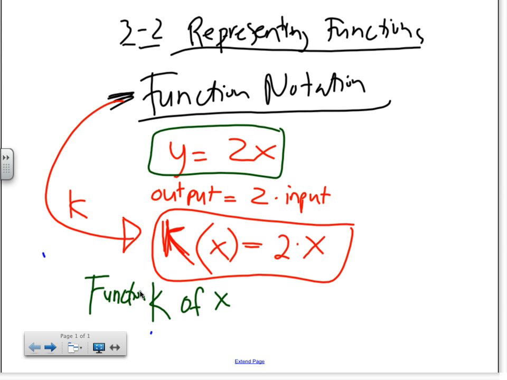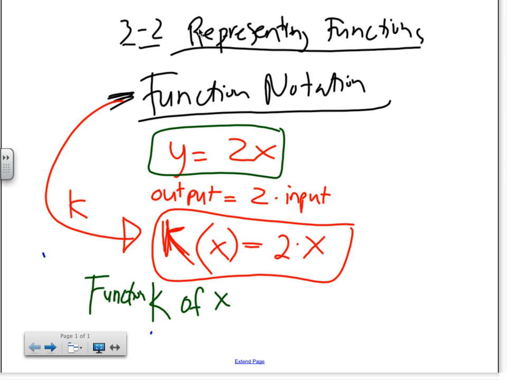Okay? That's how you call it. Function K of X. What does the function K of X do? It will take your input, whatever you give it, times it by 2, and spit out an output. Just like here. And if you really want to understand it better, just go ahead and replace the appropriate letter with the word input and output to explain it better for you.